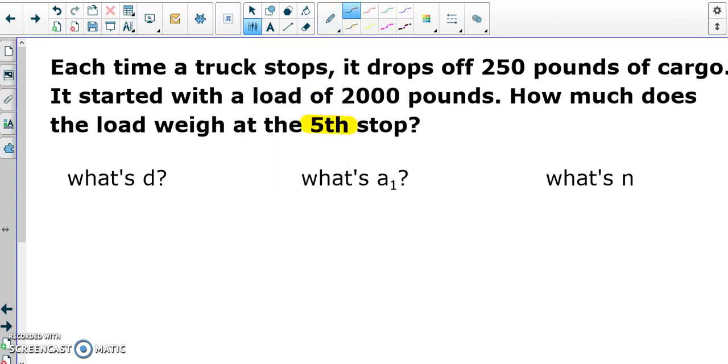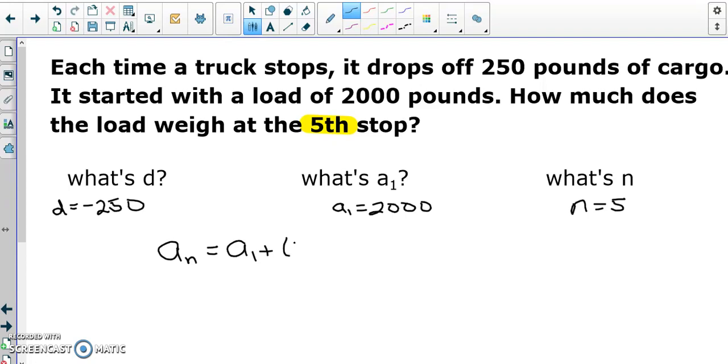All right, what's D? D is a common difference. It's how much is gaining or losing. How much is it losing each time? Okay, it drops off. That will be, in this case, 250 or negative 250 because we are losing. Now, what is A1? A1 is how much it starts out with. That will be 2,000. And what is N? That's what we want to know after the fifth stop. So N is 5. Okay, so A sub N equals A sub 1 plus N minus 1 times D.